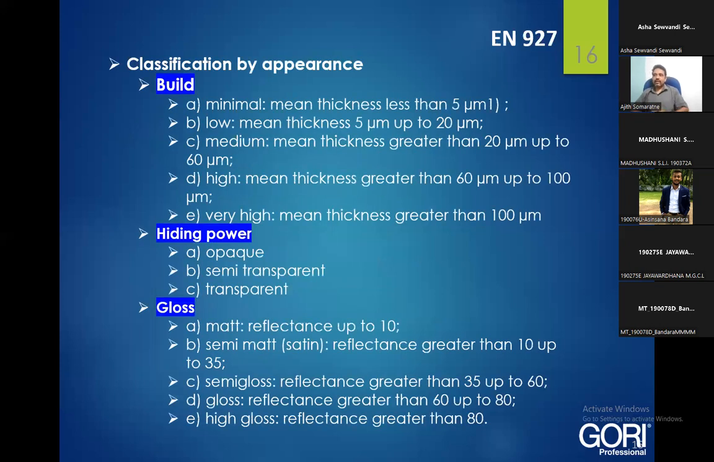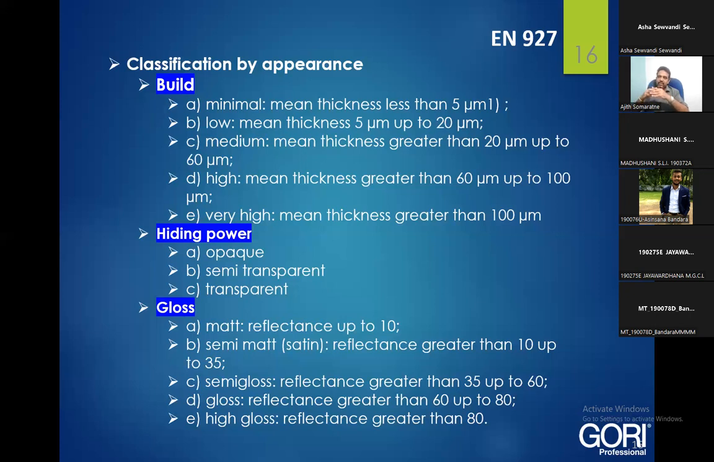Then the next one is classification by appearance, right? First one is build. Build means actually the coating thickness. It varies from 5 micrometers to 100 micrometers. Earlier we discussed three categories, stable, semi-stable, and non-stable. When it goes from non-stable to stable, normally the build also becomes high. We cannot use a minimum build for the stable category, because coating thickness is also important.